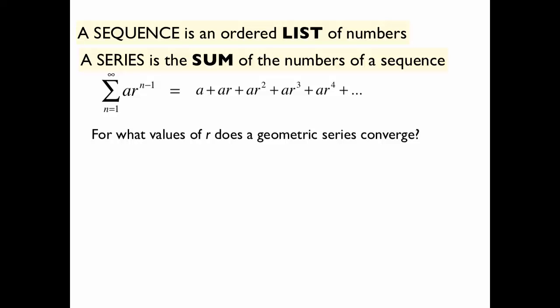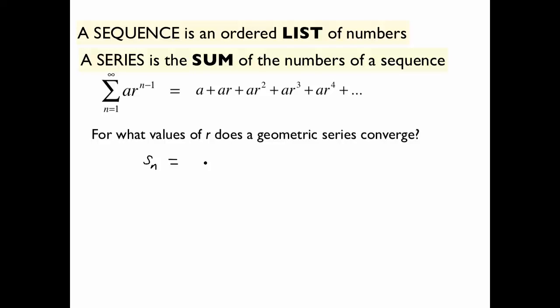Okay, so what do we want to look at to do that? This is a proof, or kind of we're figuring out for what values of r does it converge. We want to look at what's called the sequence of partial sums. So we're going to make a sequence called Sn, and Sn is going to be to add up the first n terms.